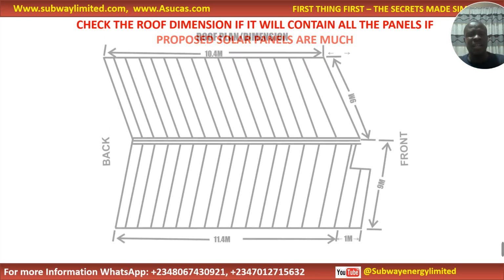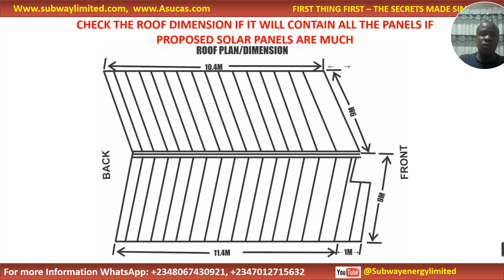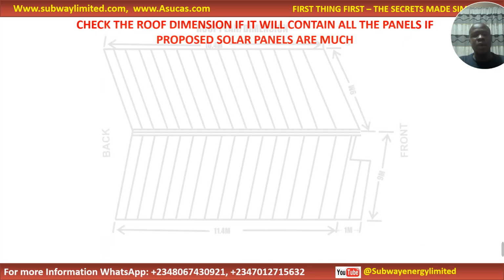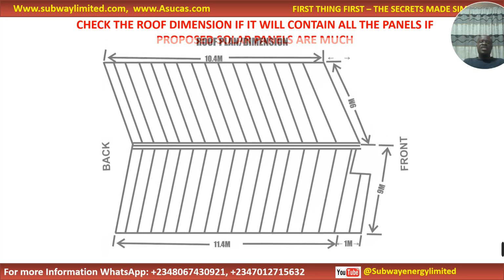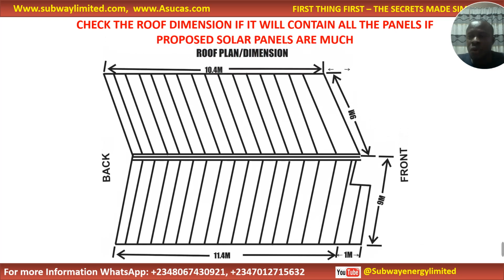So basically, when you go, you have to take the dimension of the roof. This is what we do. I'm not talking about what other people are doing. This is exactly what we pass through before you see us install any solar system, be it residential, commercial, industrial, or mini grid. It is a professional way that we follow. So, okay, check the roof dimension.